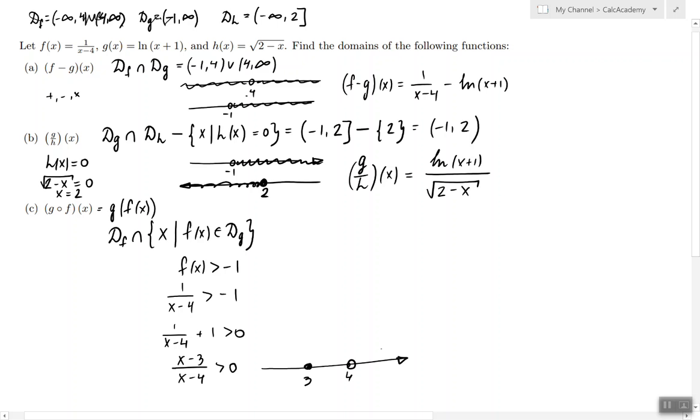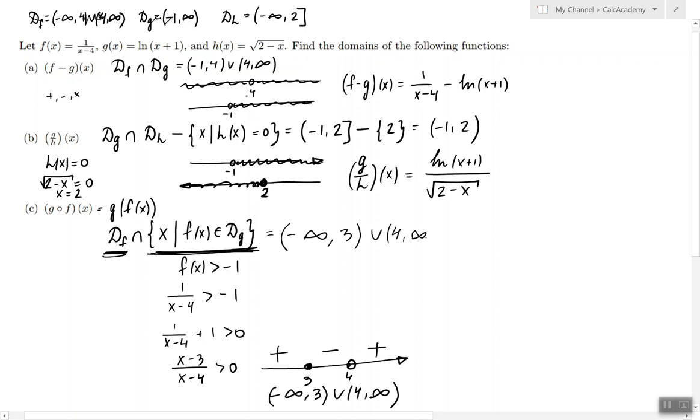So it's positive, negative, positive. So the answer is from -infinity to 3, excluding 3, and from 4 to infinity. So this is what this set is made of. And now we have to find the intersection of this set and the domain of f. So the domain of f is from -infinity to 4 and from 4 to infinity. So the intersection is -infinity to 3 and from 4 to infinity.